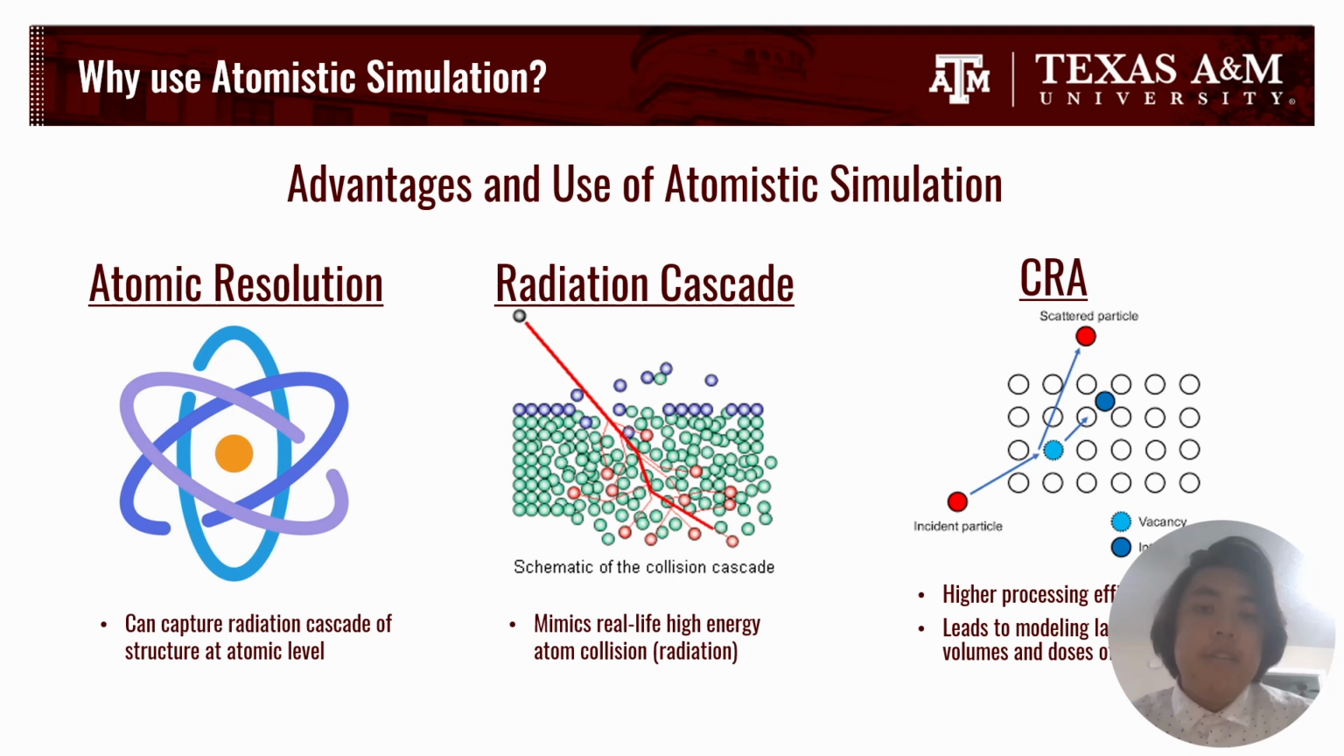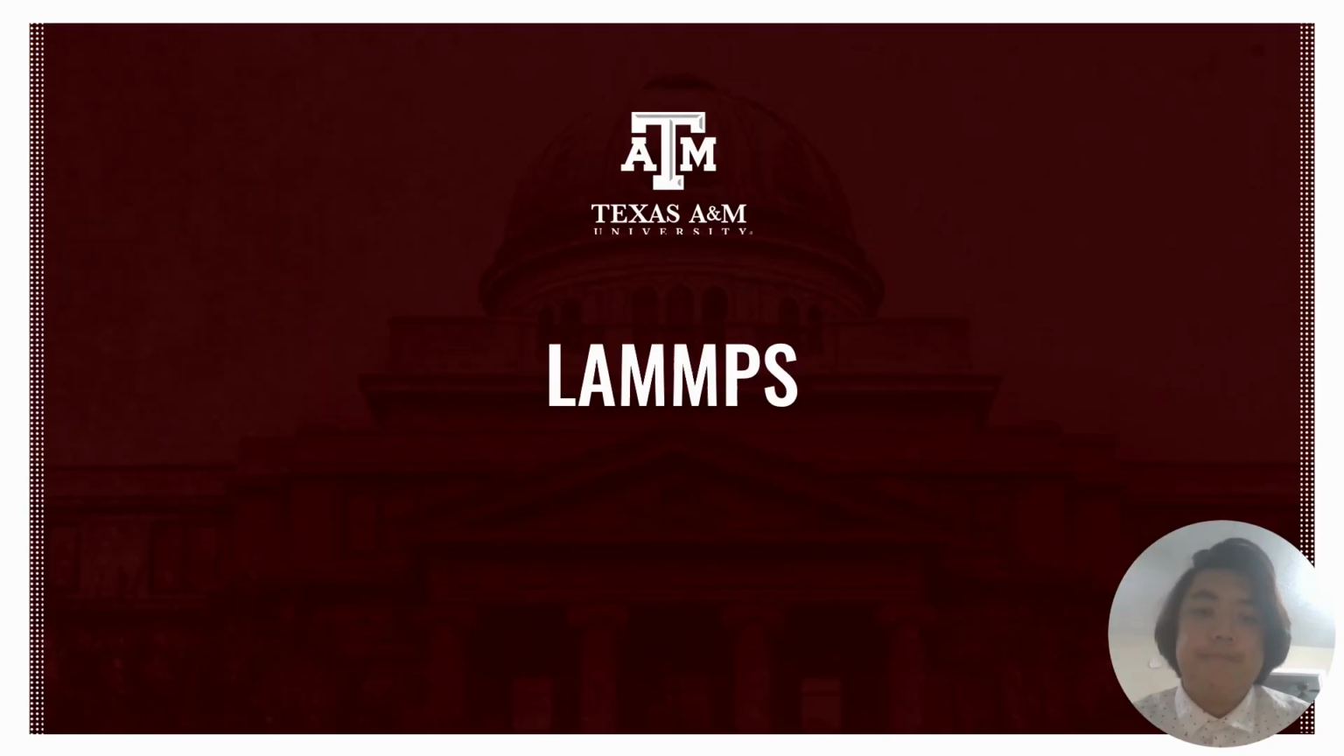Some advantages of atomistic simulation include its atomic resolution, which allows it to capture atomic level interactions, and its ability to capture the radiation cascade at the atomic level as well. Atomistic simulation can model high energy particles that collide with the lattice of the structure, which causes a collision cascade. And the simulation, though initially simple, can be improved to the CRA method, the creation relaxation algorithm, which can increase processing efficiency and therefore allow for larger model volumes and larger radiation doses.